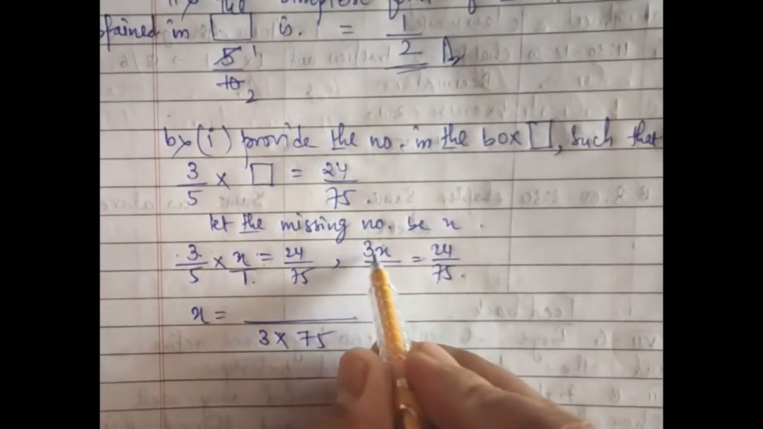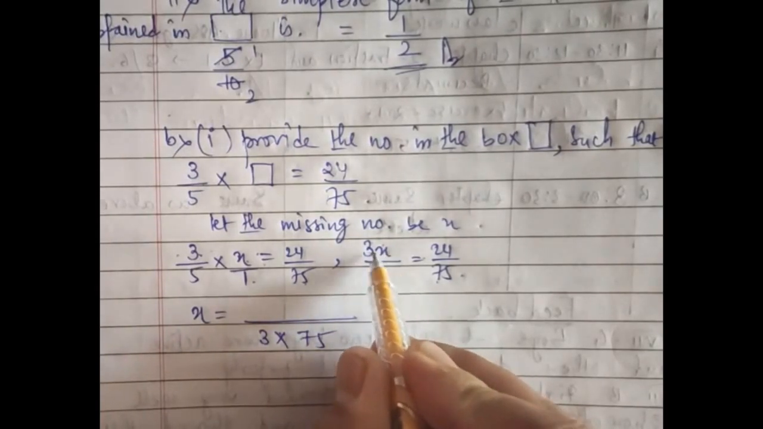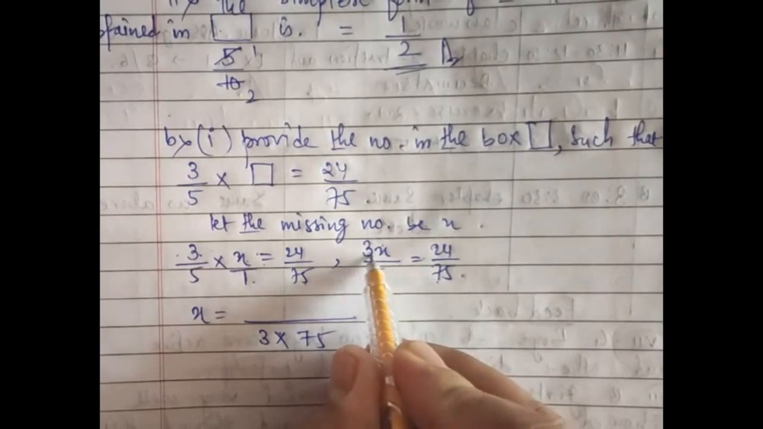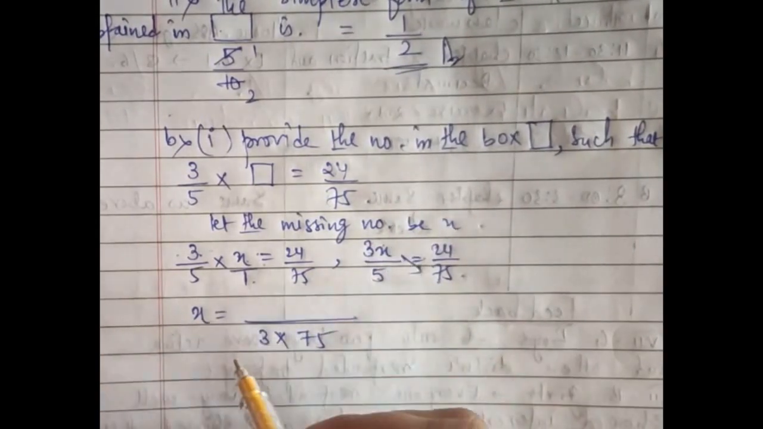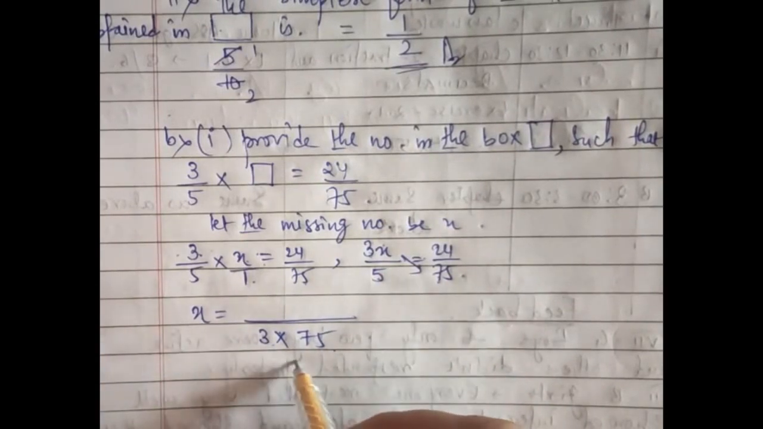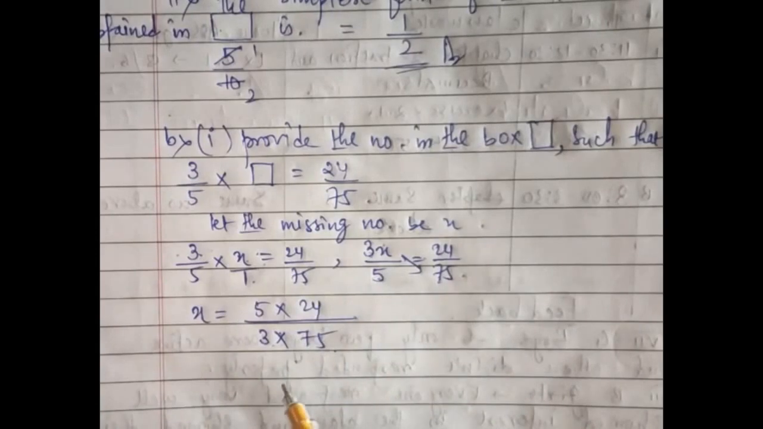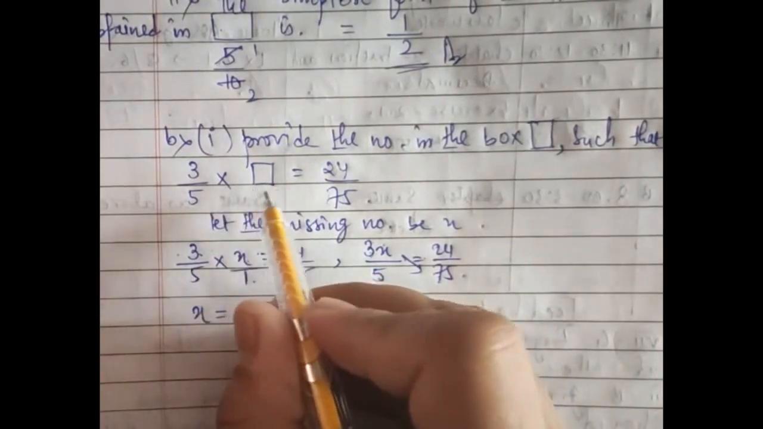Yes, because 3 is with x, no? 3x, 5 is with it, so 3 into 75. So 3 into 75 cross multiply, but it will be down below. Now 5 will be with 24. Okay, so what we have to do here, before doing this we forgot to mention one thing, no?